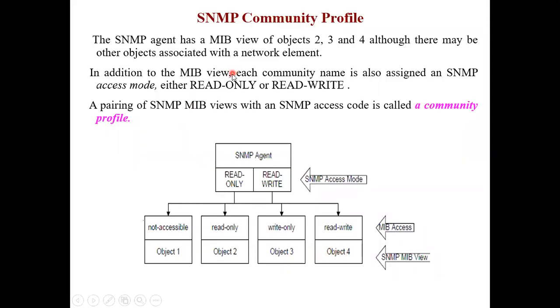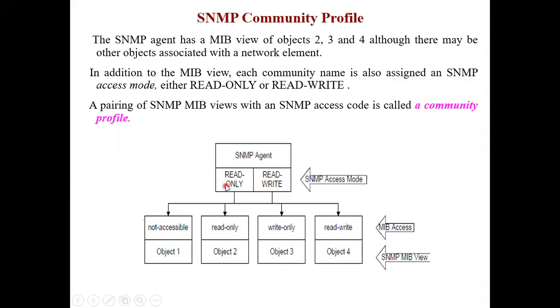In addition to the MIB view, each community name is also assigned an SNMP access mode. Now, what is the community name? For the SNMP agent, one community name is read only, and the other community name is read write only. So the object which matches with this read write, this particular agent can access that particular object.